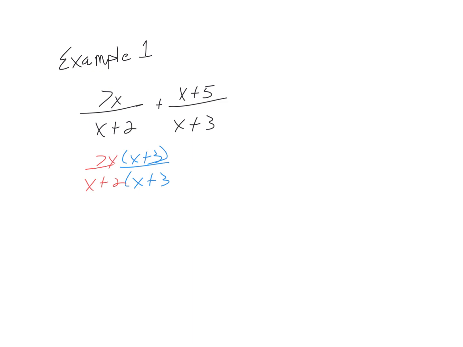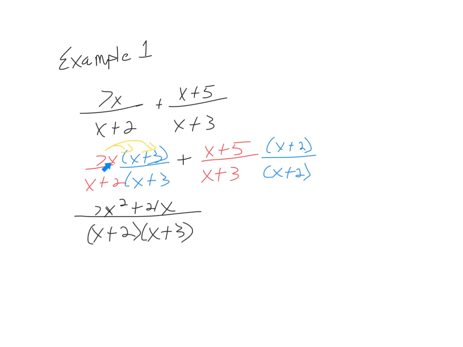All right. Plus, and then on the fraction on the right here, we have x plus 5 over x plus 3. And what's missing for the denominator on this side is the x plus 2. So we're going to need to multiply the numerator and the denominator times the x plus 2. Now it's just a matter of distributing the 7x here and the x plus 5 here. So I'm going to pause and work that out real quick.